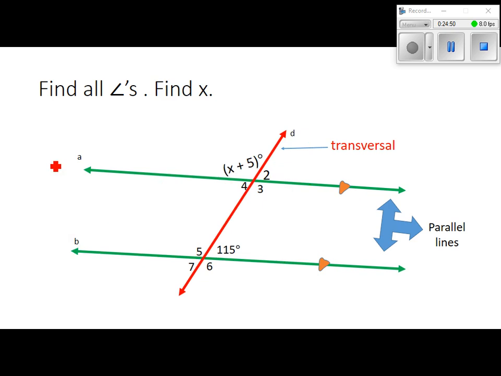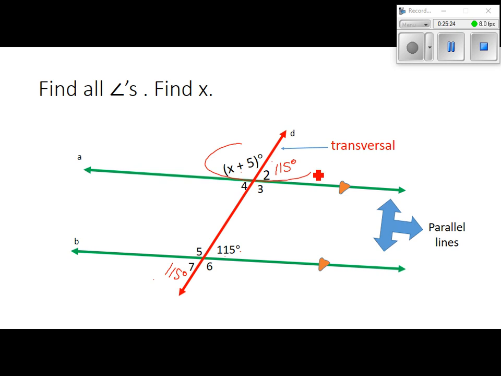Next example here. We're looking at this angle that they tell us, the 115 and the x plus 5. They're not really any special pair to each other, but we know that this angle and angle 7 are vertical angles, so that's 115. And then we know that this angle is 115 because 2 and 7 are alternate exterior angles.